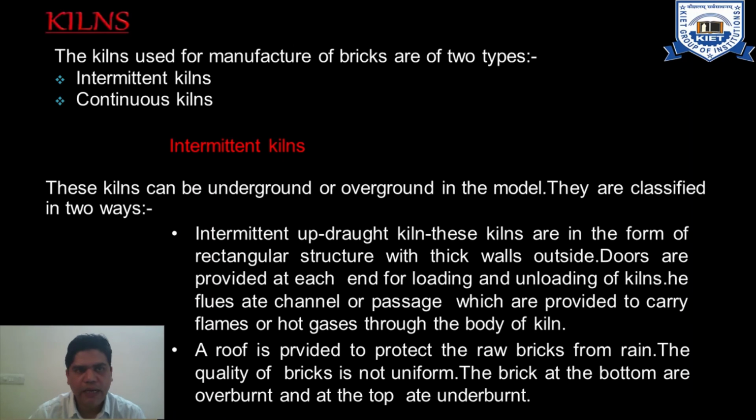Now coming on to the kiln burning, the kilns used for manufacture of bricks are of two types: intermittent kilns and continuous kilns. Intermittent kilns can be underground or overground in the model. They are classified into two ways: intermittent updraft kiln. These kilns are in the form of a rectangular structure with thick walls outside. Doors are provided at each end for loading and unloading of kilns, and the flues, gate, channel or passage are provided to carry flames or hot gases through the body of the kiln. A roof is provided to protect the raw bricks from rain. The quality of brick is not uniform. The bricks at the bottom are overburnt and at the top are underburnt.